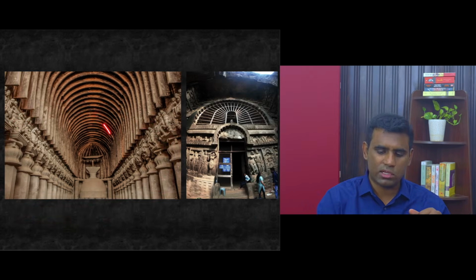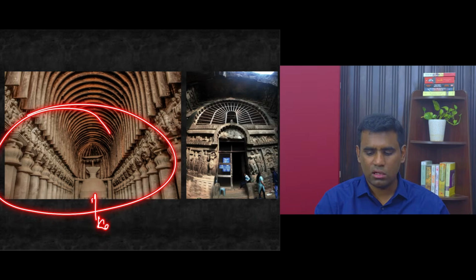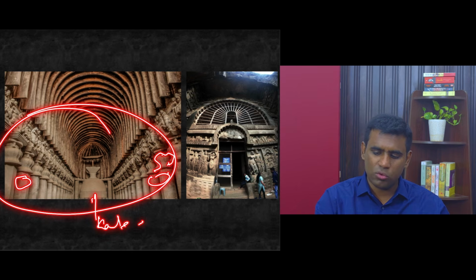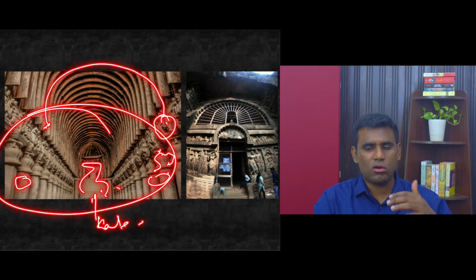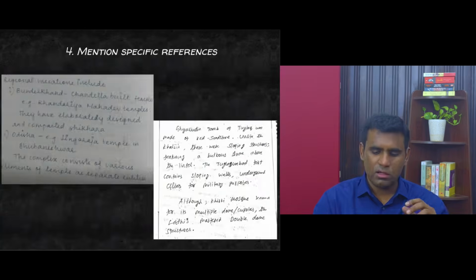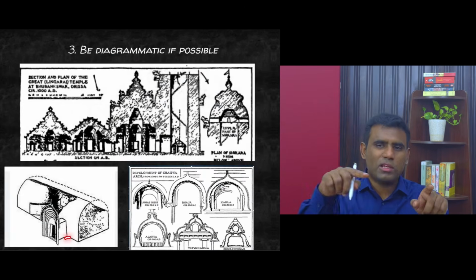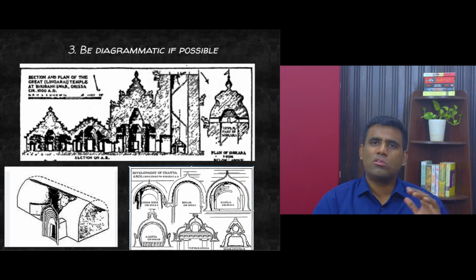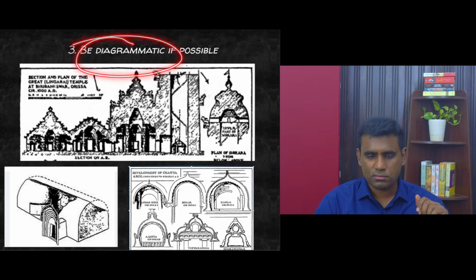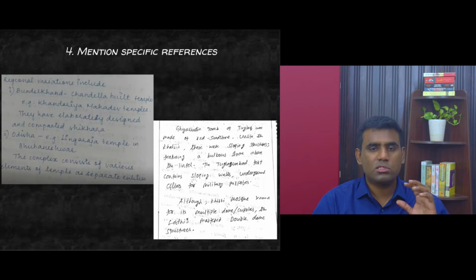But whereas you look at this cave architecture, this is the cave in Karle. You have octagonal shaped pillars, you have nice bulbous capitals. Over that, you have some statues. Then you have a ribbed structure, you have a stupa inside. This is all next generation of cave architecture. Right? So, drawing this kind of a very simple cave architecture diagram will again be helpful in getting some additional marks. So that is what I meant by whenever there's a question on architecture, sculptures, if possible, try to be diagrammatic. And the last aspect is to mention specific references.